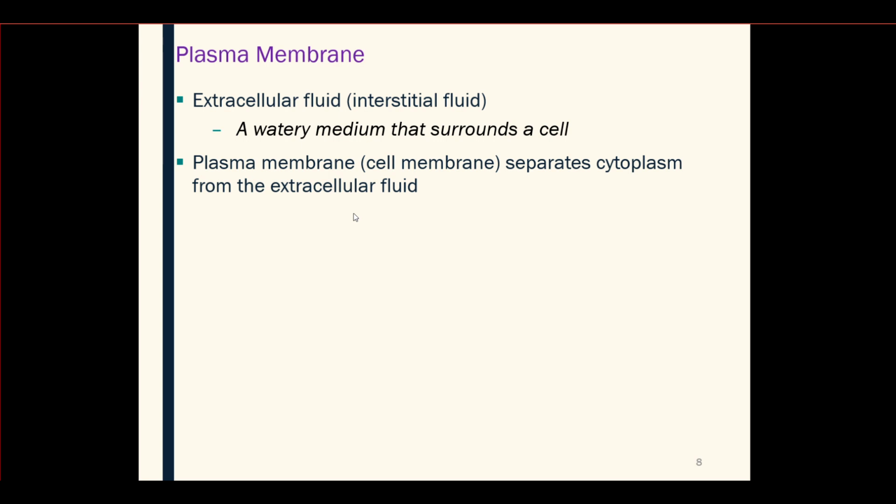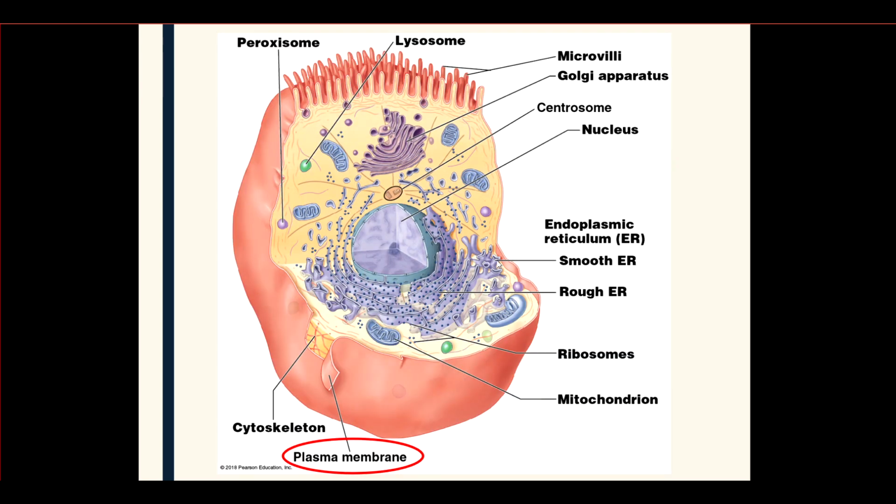If we were in a classroom, let's say, and if the classroom represented the cell, the 4 walls, the ceiling, and the floor would be the plasma membrane. That is keeping the water inside the room separate from the water, let's say, in the hallway of the building. Okay, so it's going to separate the water of the cytoplasm from the extracellular fluid.